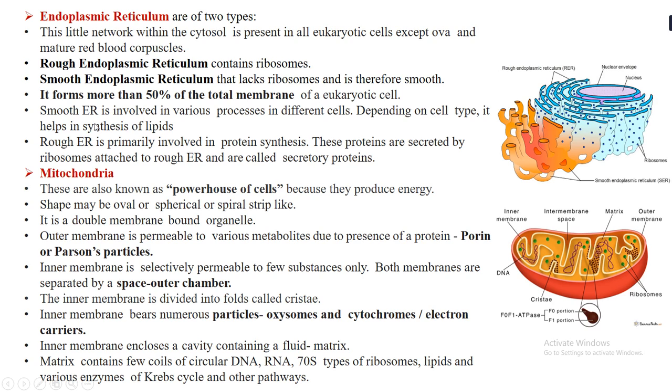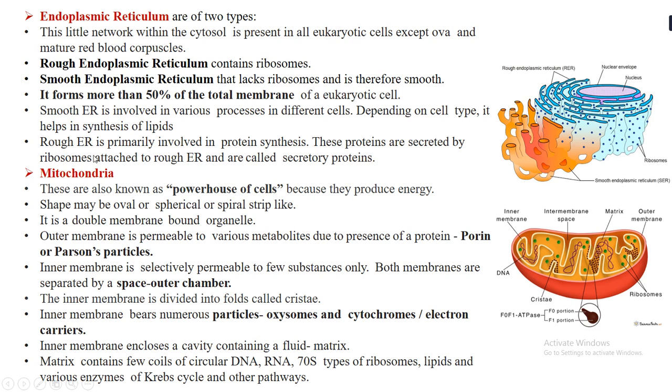The smooth endoplasmic reticulum is involved in various processes in different cells. So the function of the smooth endoplasmic reticulum differs from cell to cell. Depending upon the cell type, it helps in synthesis of lipids. For example, steroid secreting cells of the cortical region of the adrenal gland, testis and the ovaries. Then there is detoxification of drugs and poison. So these are two examples for smooth endoplasmic reticulum.